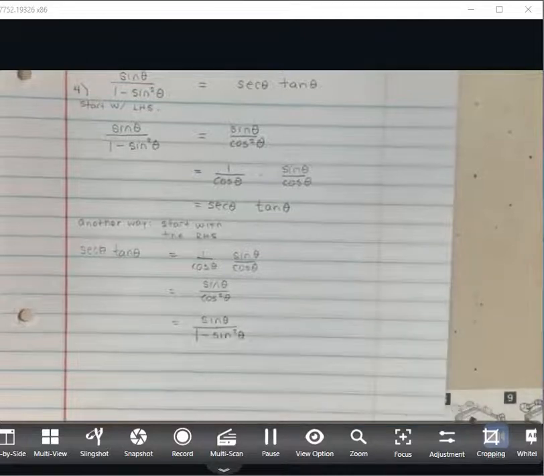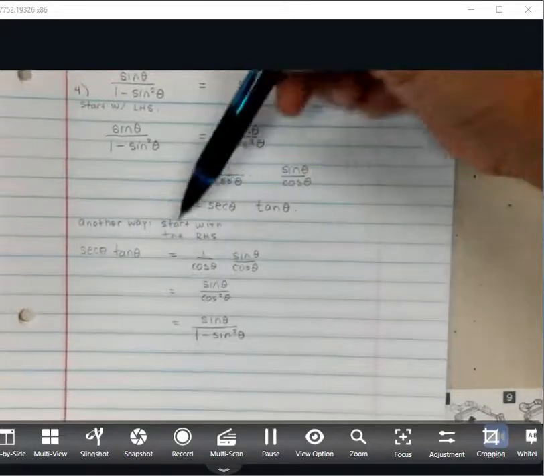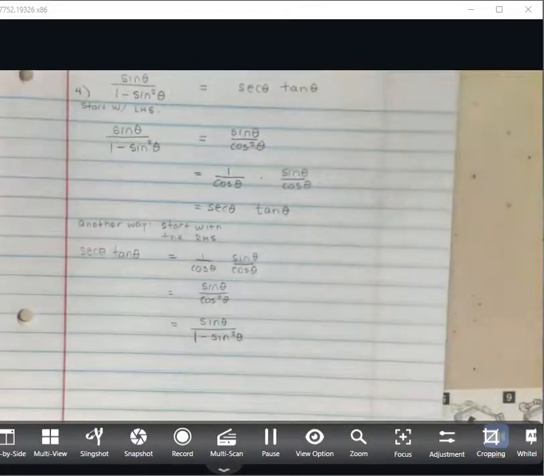You take your pick which side you want to start with. But again, tell me what side you're starting with. Work only with that side until you get it to look like the other side.